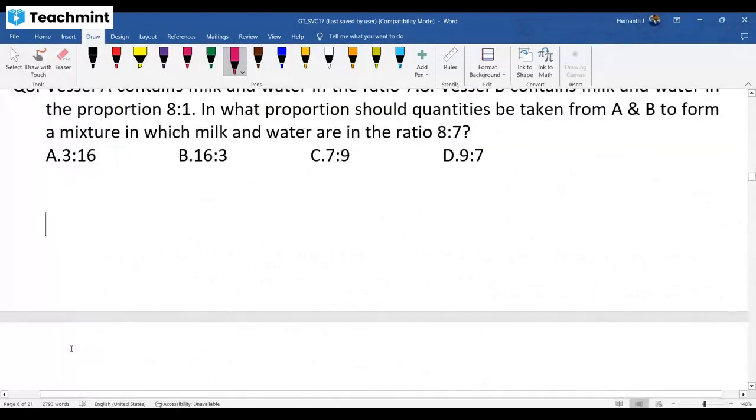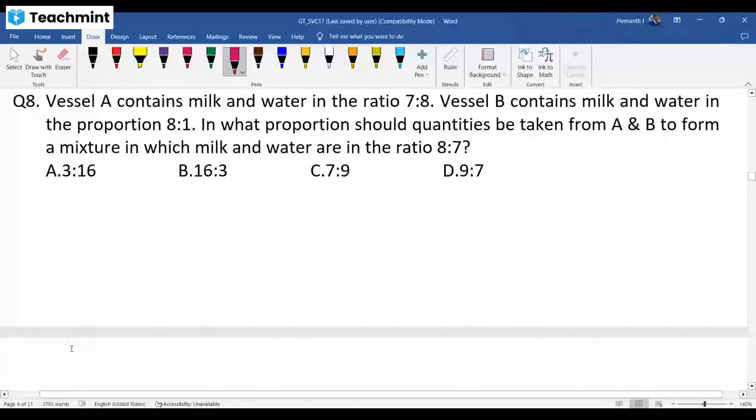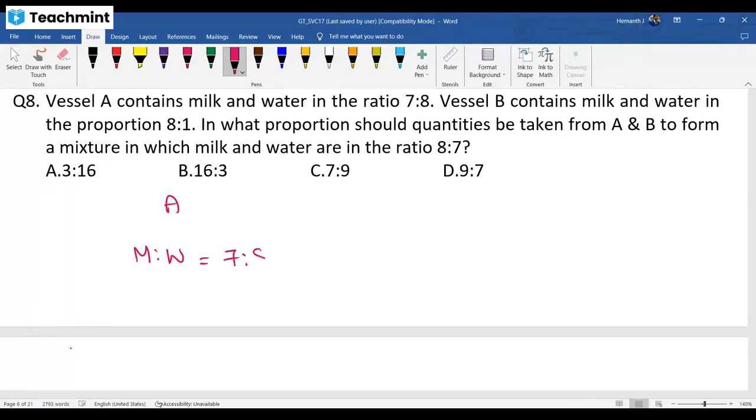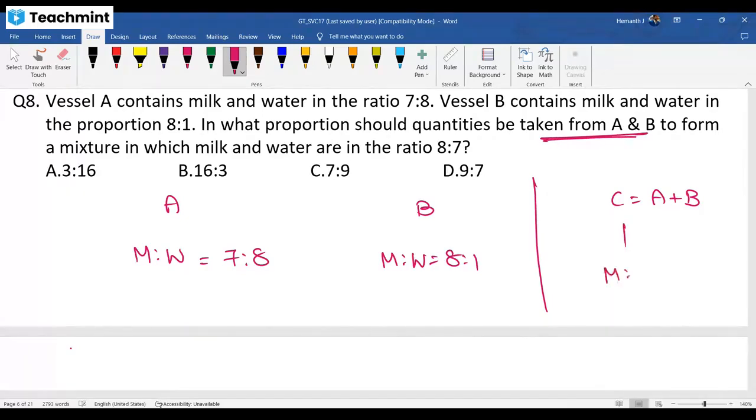This is a mixtures and alligation related question. Here in this question, what they said: vessel A contains milk and water in the ratio 7:8. Vessel B contains milk and water in the proportion 8:1. So in A, milk and water is 7 and 8. In B, milk and water is 8 and 1. Now these two are added to C. C is obtained by taking from A and B. In C, milk and water is 8:7.